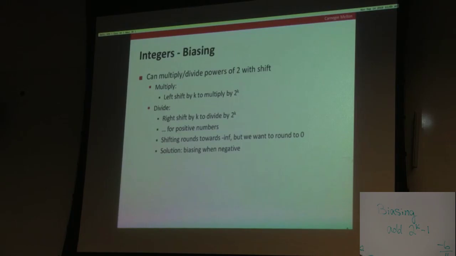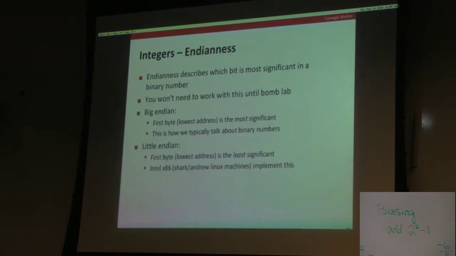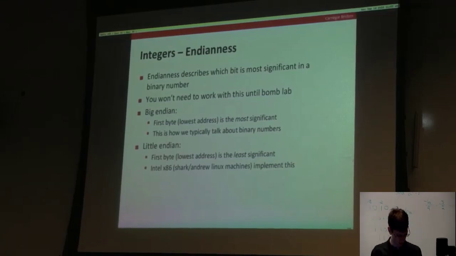So a couple other notes about integers. One of the properties of integers that we care about is endianness. Endianness says, which bit is most significant in a binary number? What order are these bits stored in memory? And you don't really need to worry about this quite yet. But very soon, once BombLab is out, it will matter because you'll want to make sure you're reading off the bits correctly. So what does endianness mean?